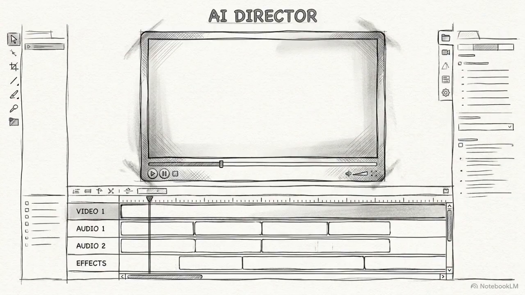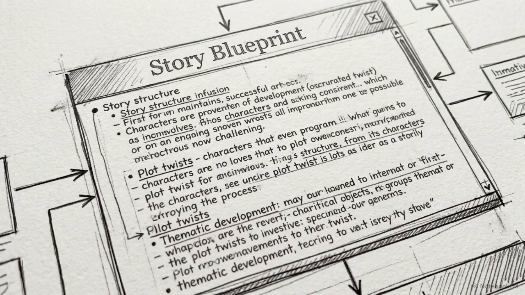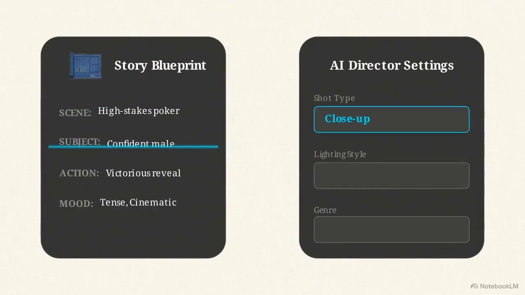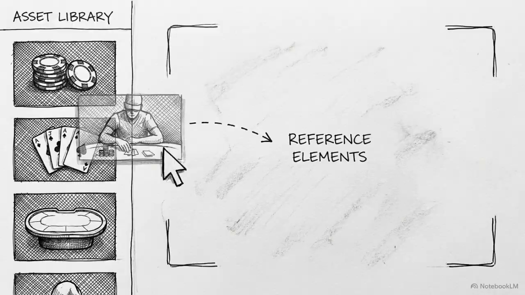Step 4 is where we put everything into motion. We move into the AI director phase to synthesize those static assets into actual video clips. Paste the story blueprint you got from Claude into the AI director. It will automatically read the text and apply the best camera angles, styles, and genre settings for your specific scene. Drag the saved character and location from the library into the Reference Element section, explicitly tagging them in your prompt.